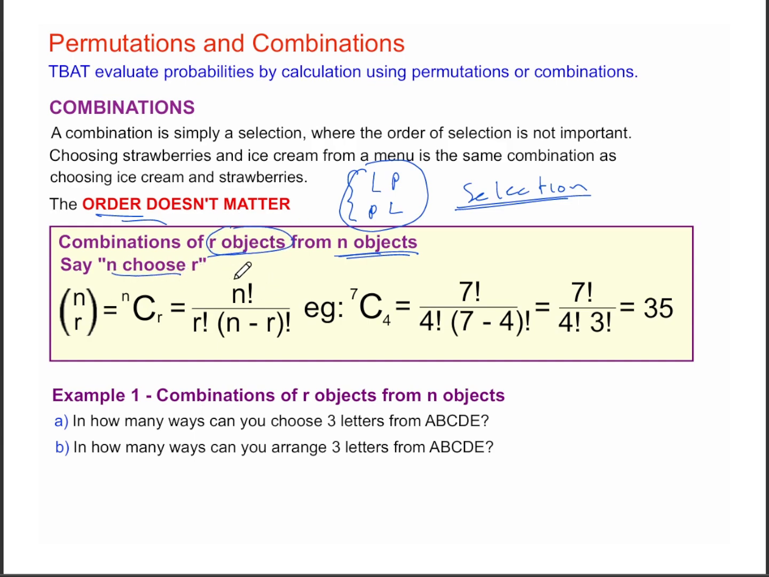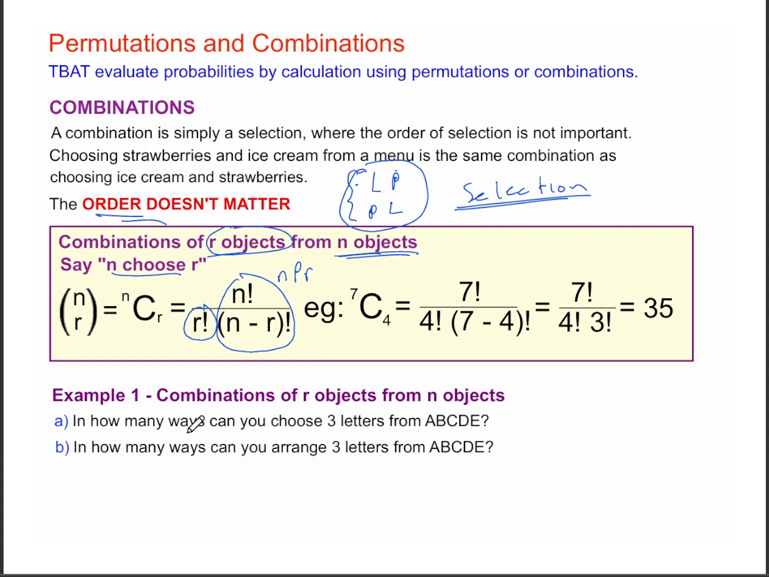And as you see, there is that same nPr here. But what else do we have is that it's divided by the number of places that we have, sort of nullifying the different arrangements that we can have of those items. That's what the combination formula is.